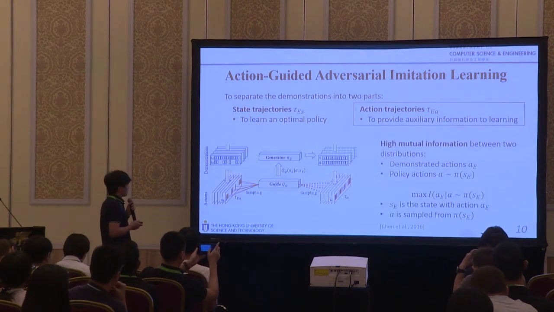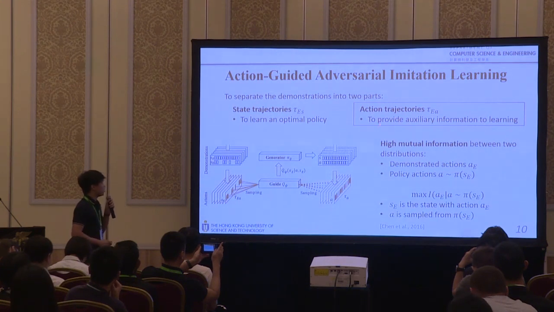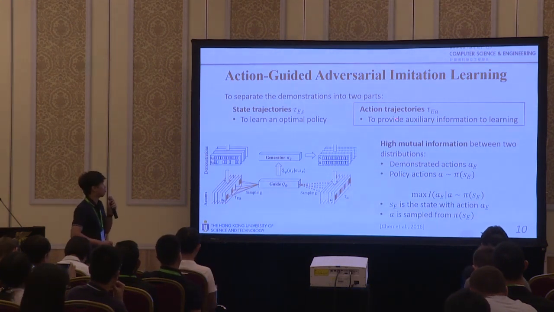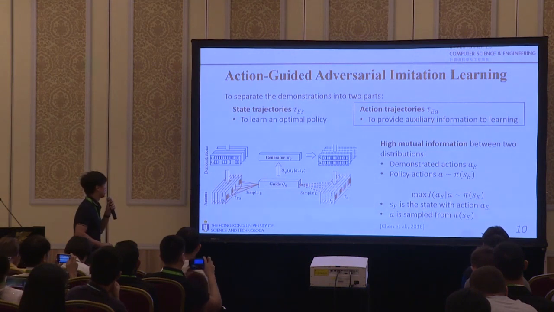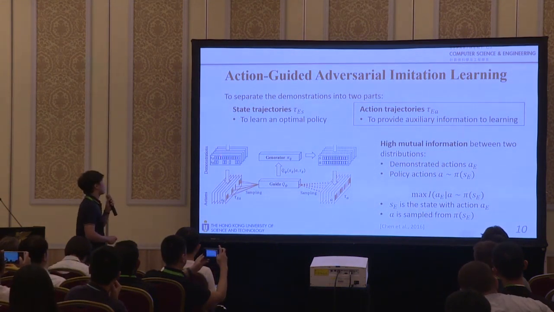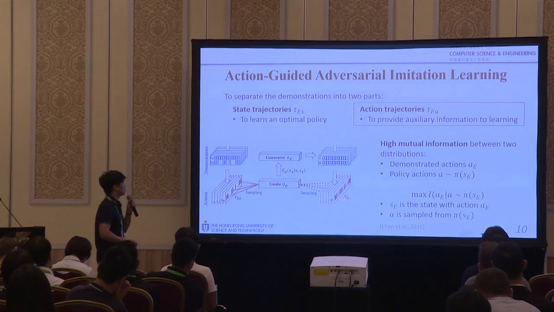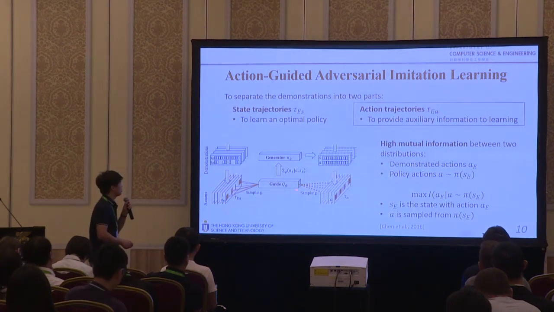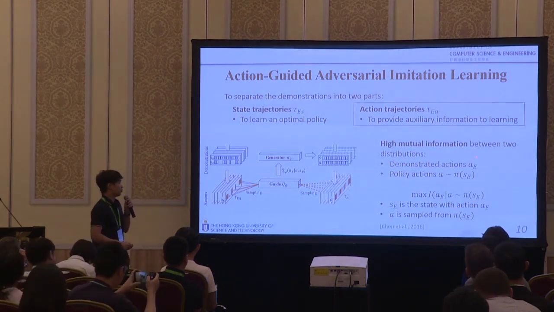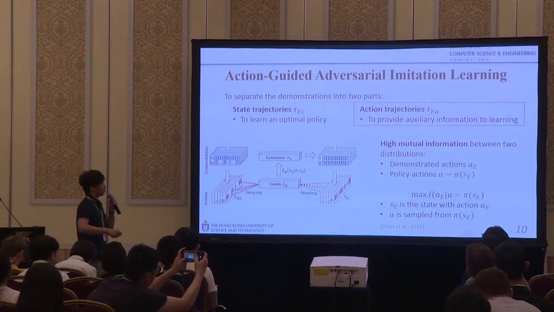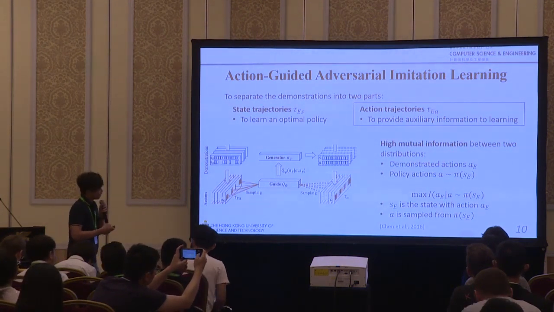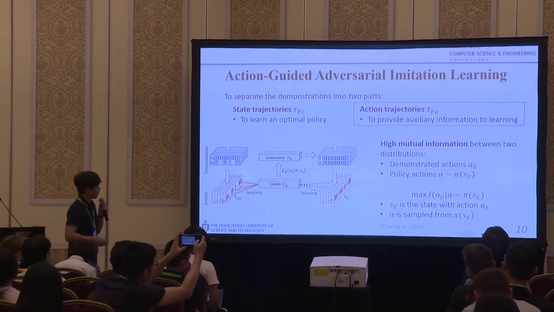The idea is very straightforward. We use action trajectories, if they are available, to provide some auxiliary information to the learning process. For example, if we have some demonstrated actions in this state, we compare the action distribution in this state with the action distribution generated by the policy. Then we use this information to accelerate the learning process. We use mutual information to measure the difference between these two distributions. Actually, the mutual information can be hard to estimate.